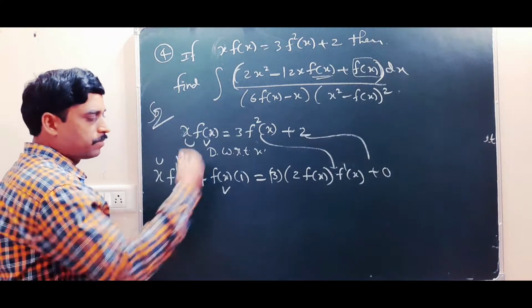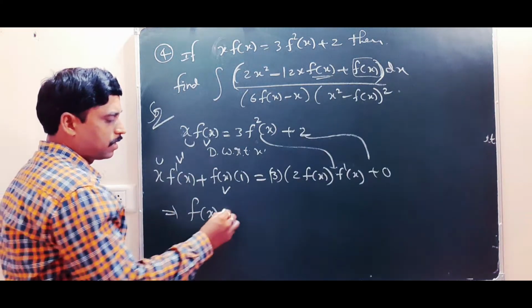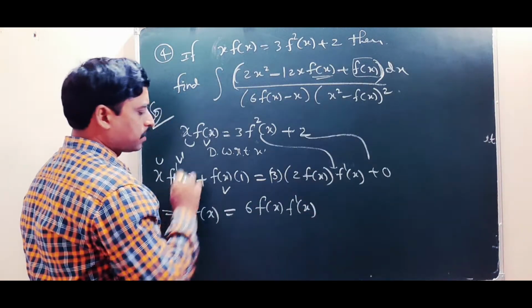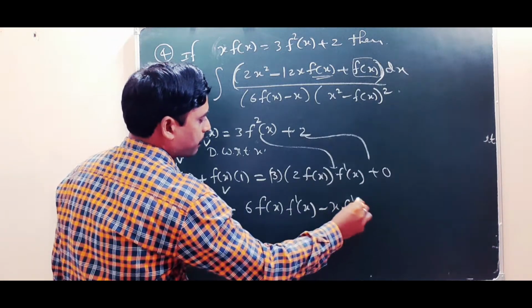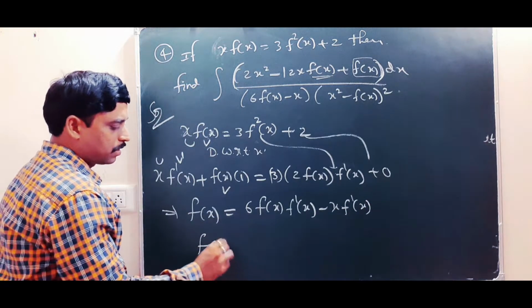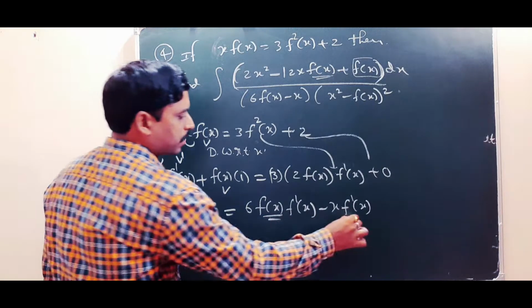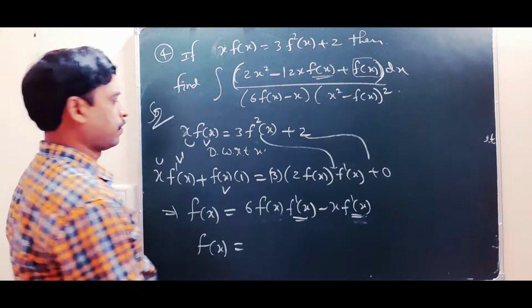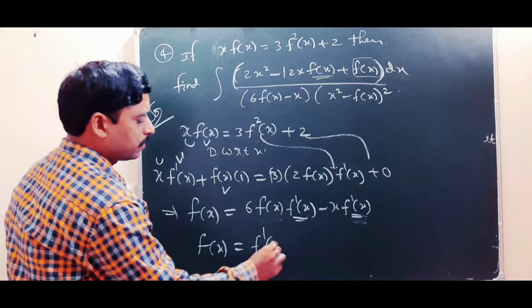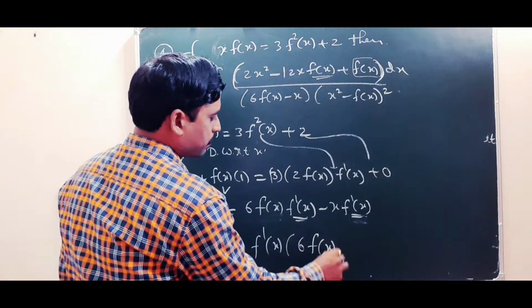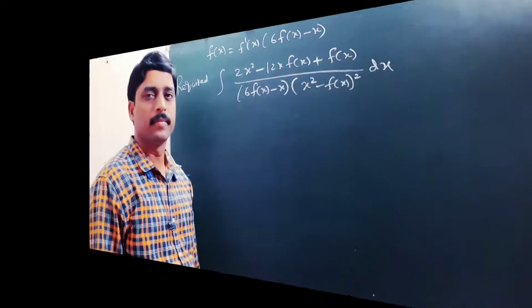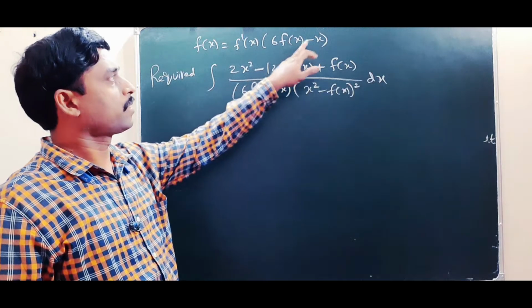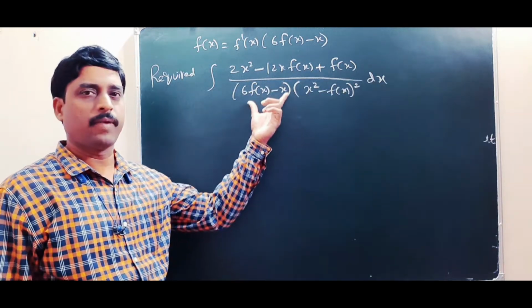Okay, bring the x f'(x) value to the right side. So f(x) will be 6 f(x) f'(x) minus x f'(x). So f(x) is equal to, in this one, take f'(x) common. So f'(x) into (6 times f(x) minus x). Okay, we have the f(x) value as f'(x) into (6 f(x) minus x). Then we have to find this value.